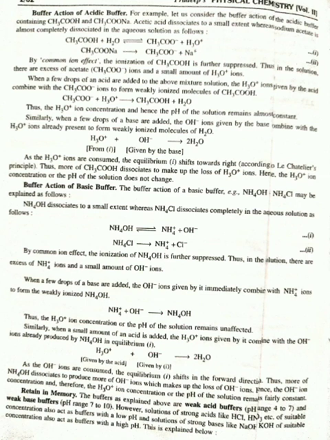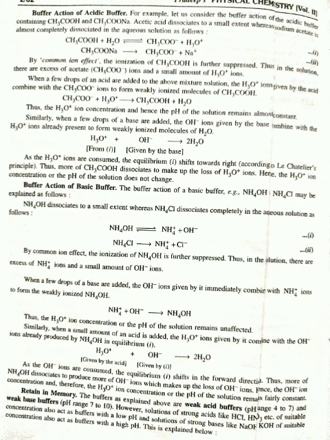When a few drops of an acid are added to the above mixture solution, the H3O positive ions given by the acid combine with the CH3COO negative ions to form weakly ionized molecules of CH3COOH. Thus, the H3O positive ion concentration and hence the pH of the solution remains almost constant. Similarly, when a few drops of a base are added, the OH negative ions given by the base combine with the H3O positive ions already present to form weakly ionized molecules of H2O. As the H3O positive ions are consumed, the equilibrium shifts towards the right according to Le Chatelier's principle. Thus, more of CH3COOH dissociates to make up the loss of H3O positive ions. Hence, the H3O positive ion concentration or the pH of the solution does not change.